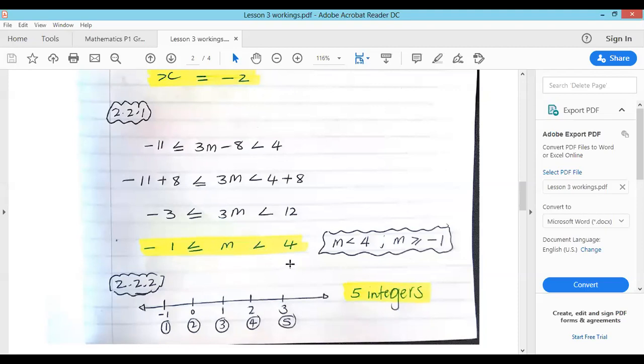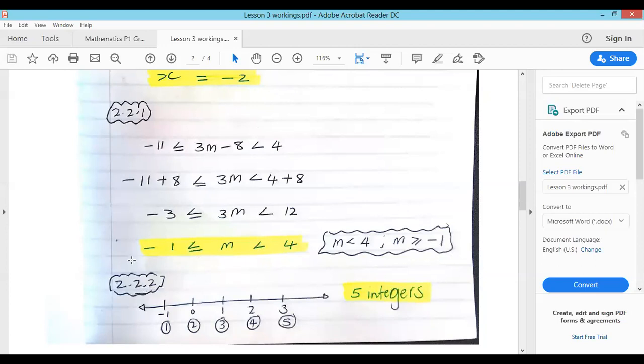Now, here, guys, you can write this as an interval, or you can write it like this. This can also be presented by saying m is less than 4 and m is greater than or equal to negative 1. I hope it makes sense.